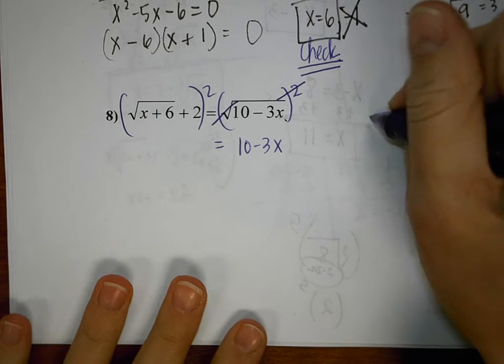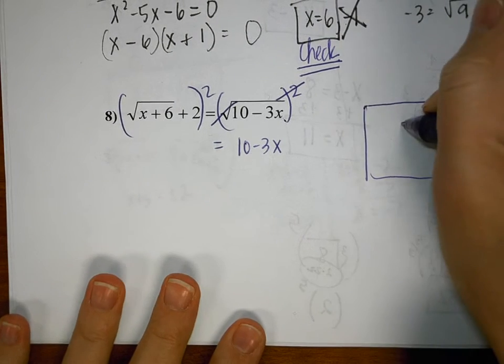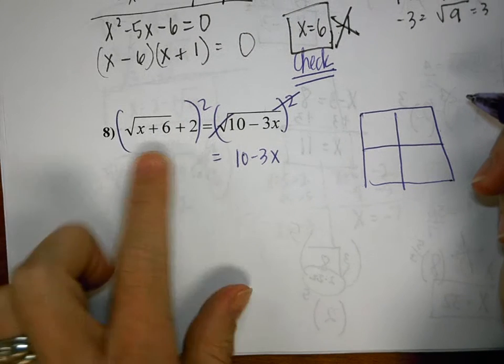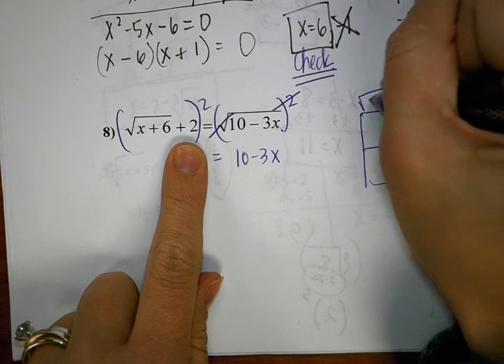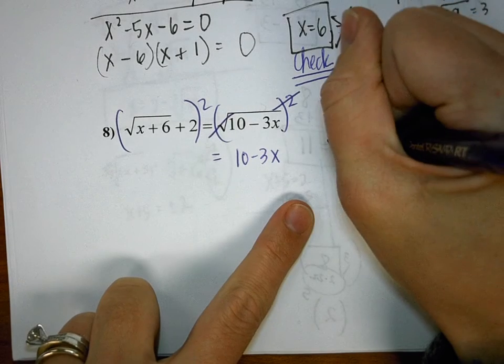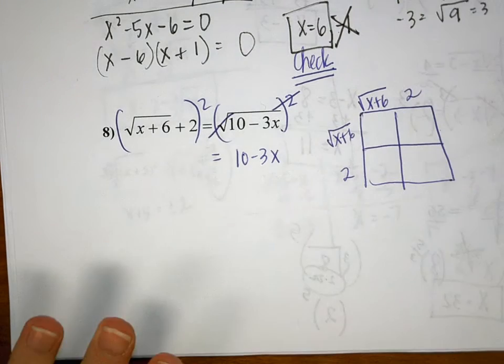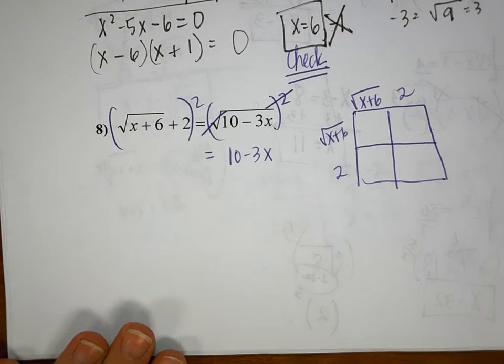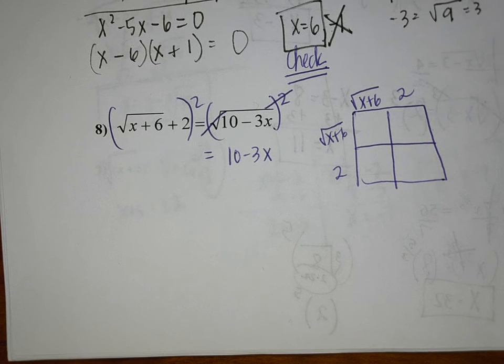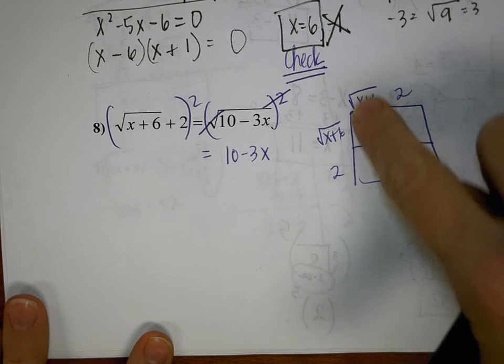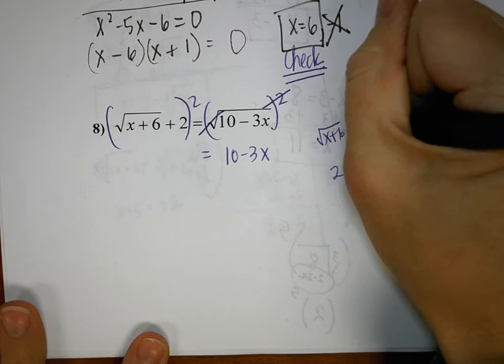So I'm going to make a box. We have it's 2 by 2. And these are our terms. One term is the square root of x plus 6, and one term is 2. So you have root x plus 6 and a 2, and root x plus 6 and a 2. When I multiply root x plus 6 times root x plus 6, what do you think that becomes? Which actually, if you have root x plus 6 squared, it's just going to end up being x plus 6. Okay? So these two are the same roots. When I multiply those together, I just get x plus 6.